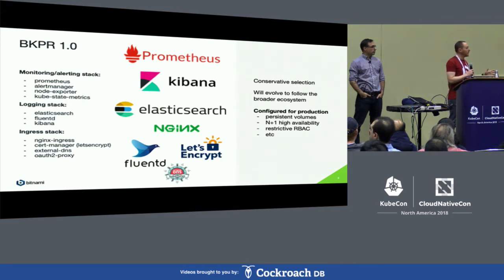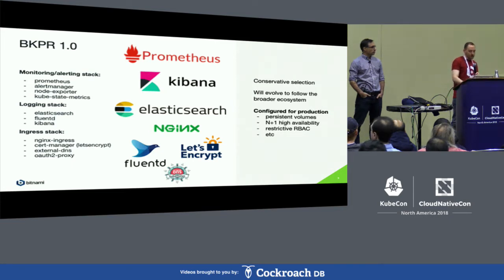Unlike some of the upstream examples, we're defaulting to production. So we default to N+1 availability, we default to RBAC enabled, we default to persistent volumes, all the things you would want for production. So you should just be able to take this out of the box and run your real production clusters using this setup. That's our goal.